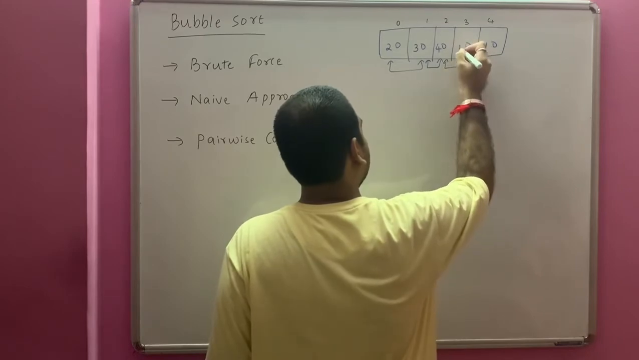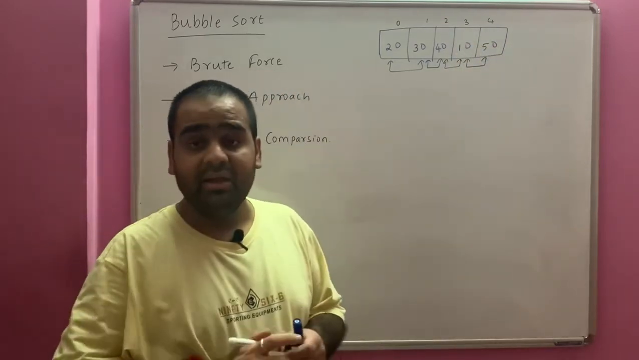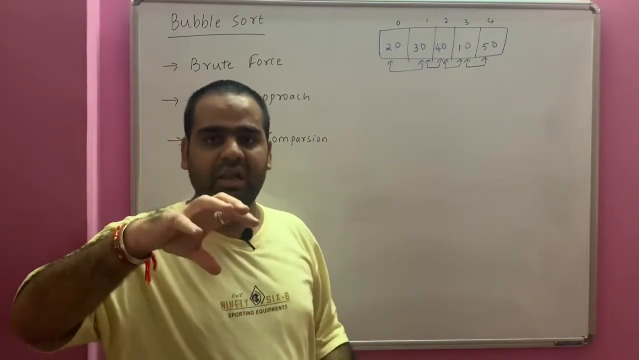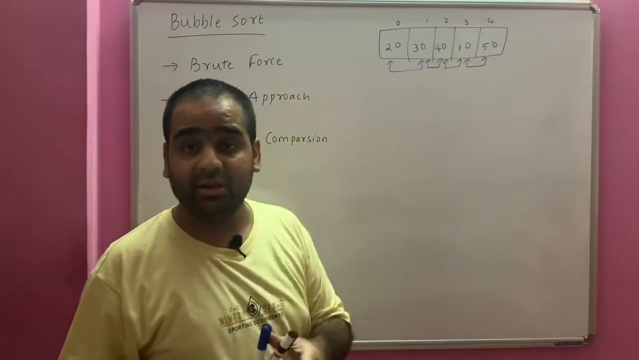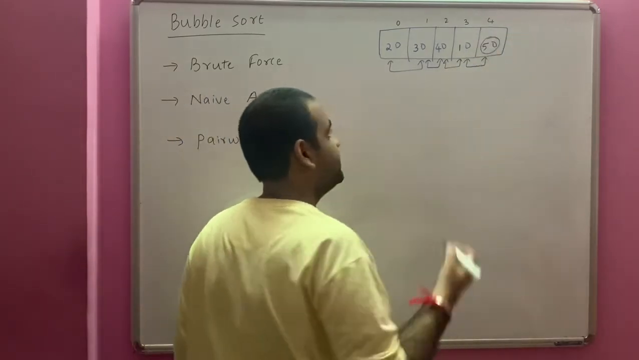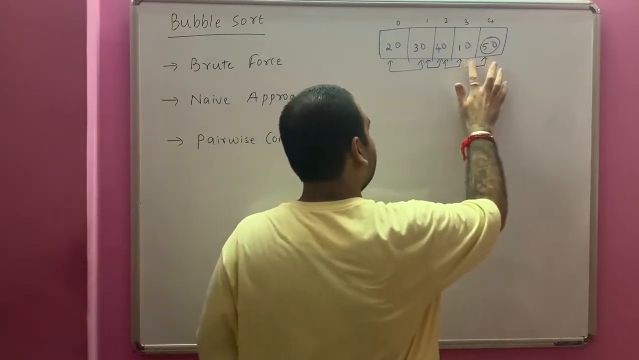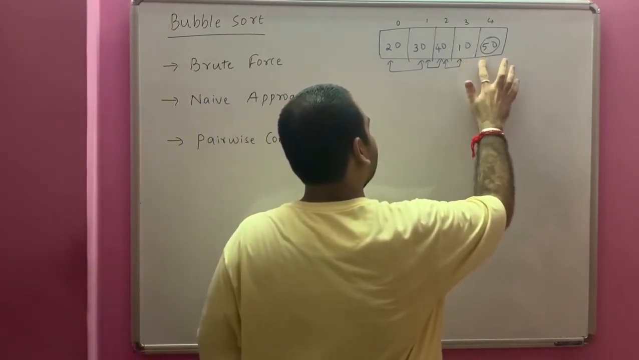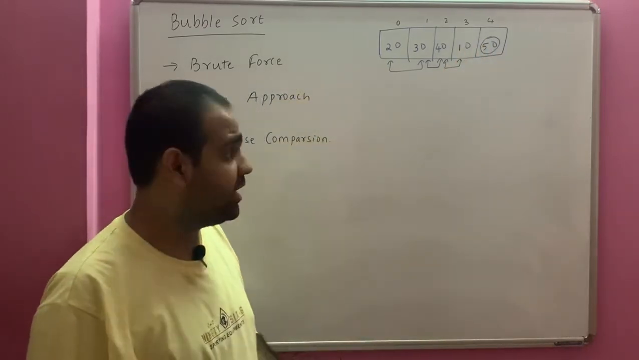Yes. 10 comes over here and 50 comes over here, and you see that in the first iteration the largest element is bubbled up at the last location, hence it is called as bubble sort. Now this is being the largest element. Now if it is the largest element, I need not consider this pair because it is unwise to compare 10 and 50 again. It's a waste of time.